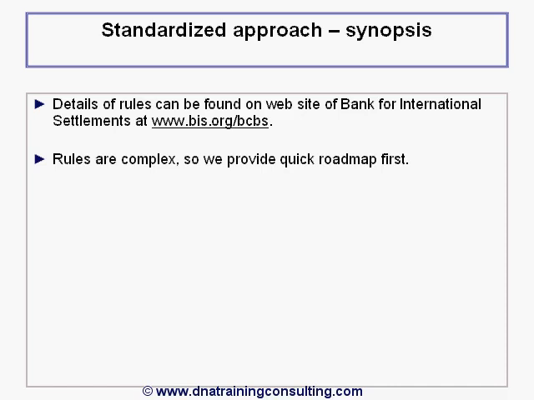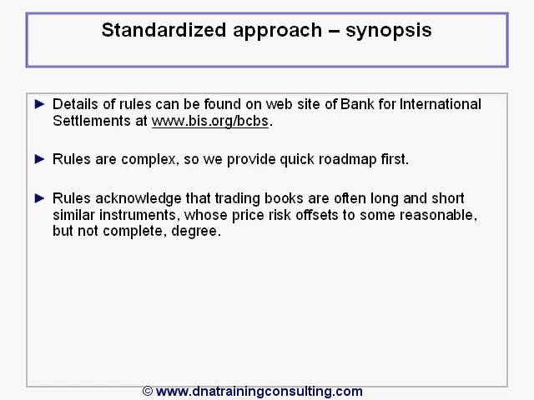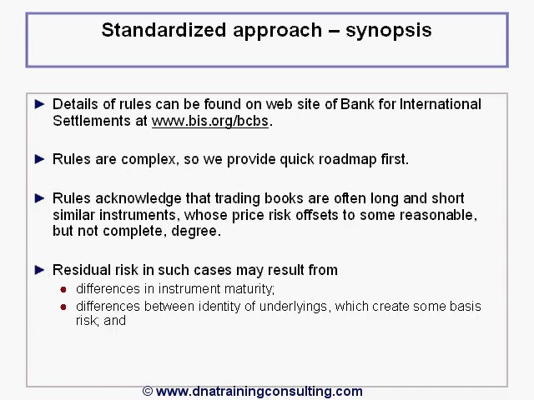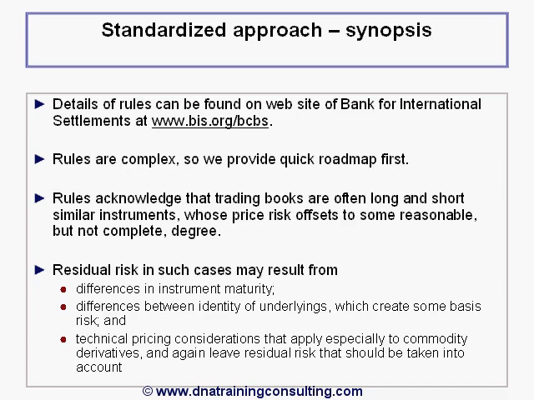The rules acknowledge that trading books are often long and short similar instruments, whose price risk therefore offsets to some reasonable degree, but not entirely. The residual risk in such cases may result from differences in instrument maturity, or differences between the identity of the underlyings, which create some amount of basis risk, as it is called, or in some instances technical pricing considerations that apply especially to commodity derivatives, and again leave some residual risk that should be taken into account under the standardized approach.